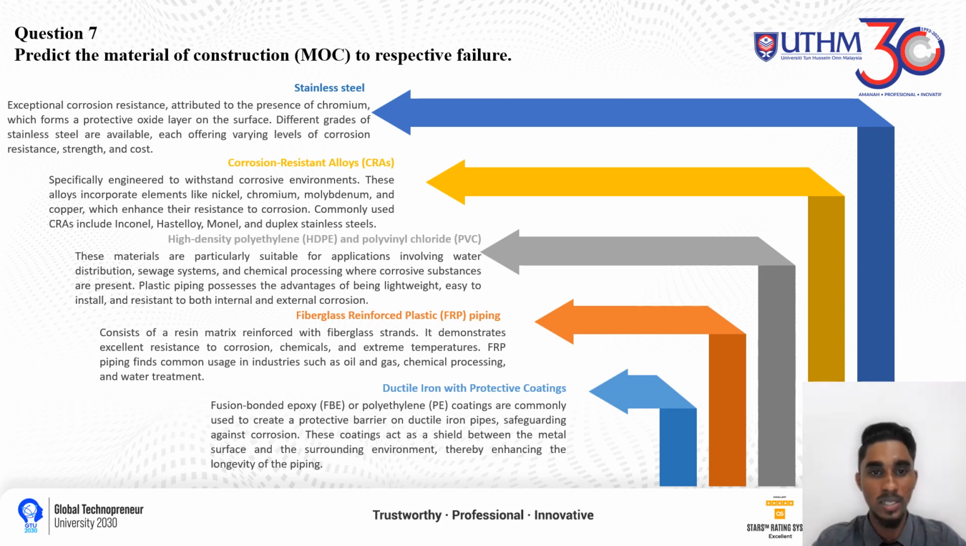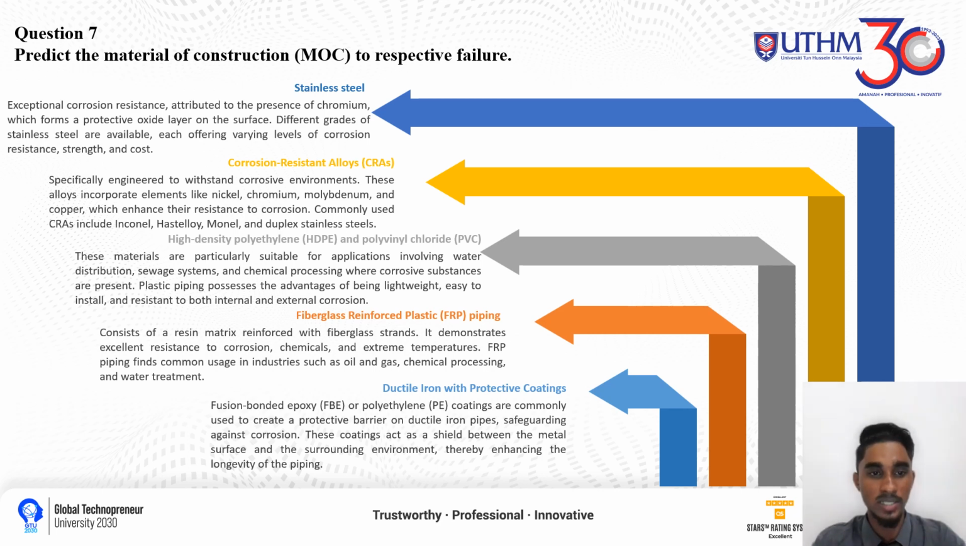The third one is high density polyethylene and polyvinyl chloride, which exhibit favorable corrosion resistance. These materials are particularly suitable for applications involving water distribution, sewage systems, and chemical processing, where corrosive substances are present. Plastic piping has the advantages of being lightweight, easy to install, and resistant to both internal and external corrosion.